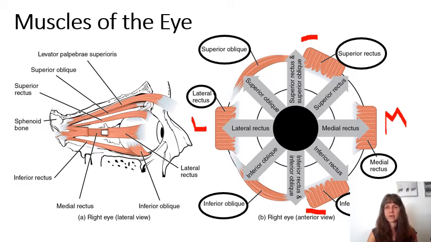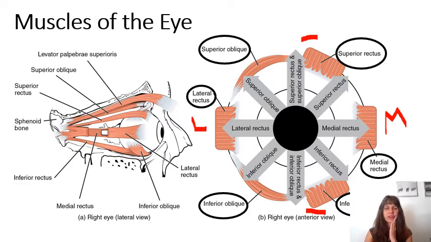And that is why when superior rectus contracts, it's going to move the eye superiorly and slightly medially. When inferior rectus contracts, it's going to move the eyeball inferiorly and slightly medially. Medial rectus moves the eyeball medially. Lateral rectus moves the eyeball laterally.